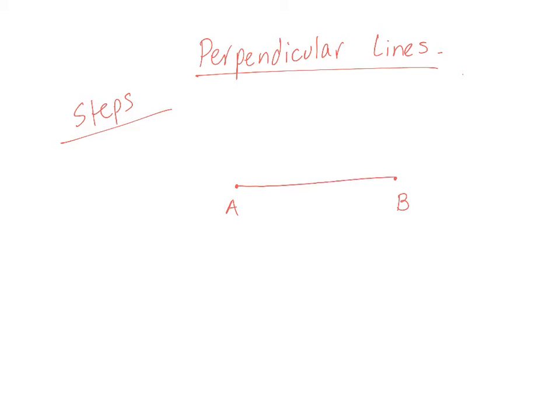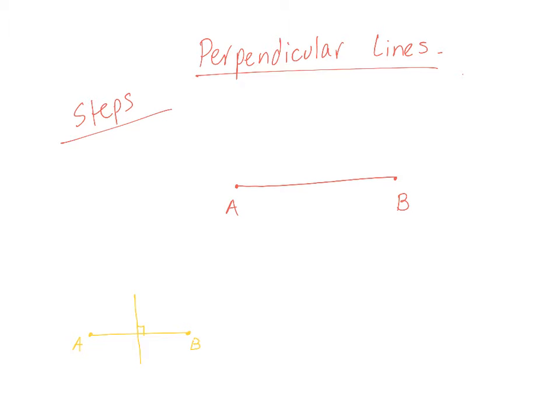I'll draw a different diagram here just to give you an idea of what I want to do. So the perpendicular line will be this one. How do we draw this? What do you think we should do here? Just given a line and you want to draw a perpendicular line.